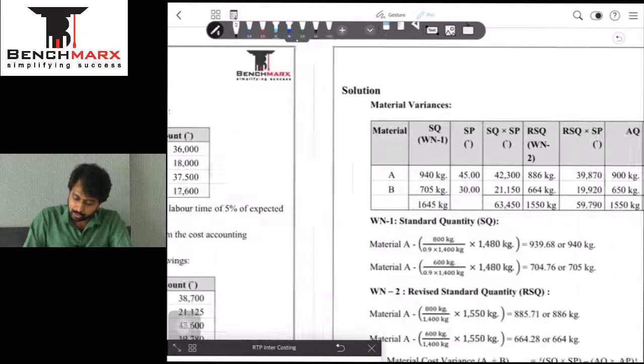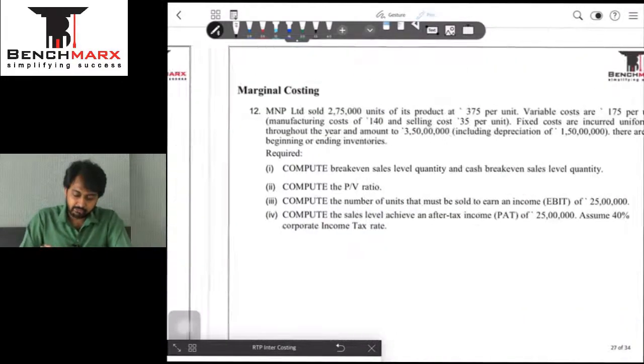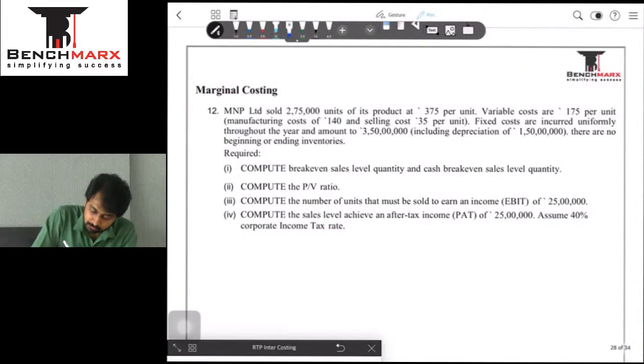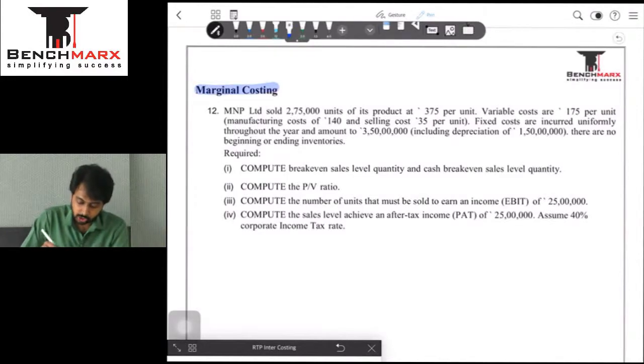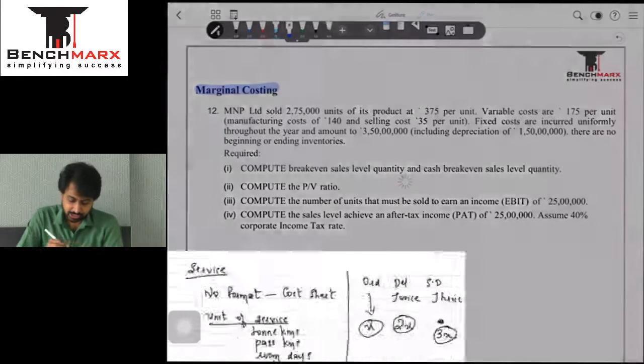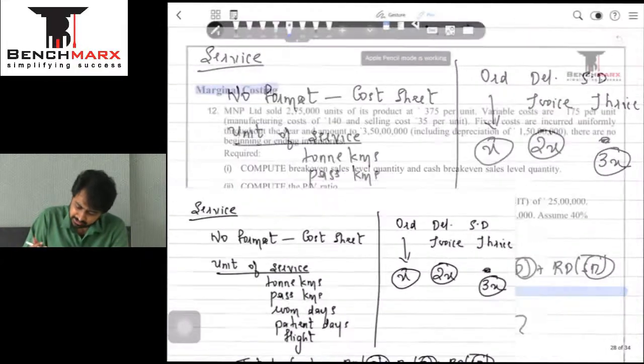Which means we are left with two more questions, that is question number 12 and question number 13, and we are going to start with question number 12. I can see this is on marginal costing. ठीक है, marginal costing के अंदर भी it is a basic CVP.